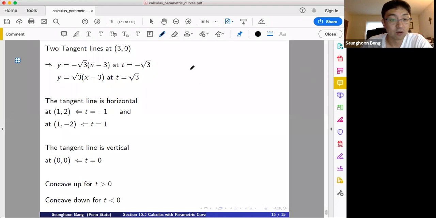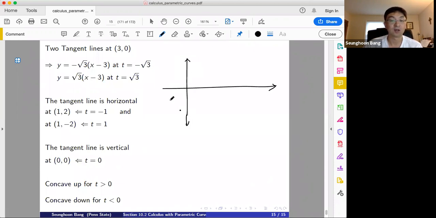I can sketch the graph using this idea. The first thing, you can draw the x-axis and y-axis here. Next, you can plot 3, 0 here. This point. So what happens? T equals minus root 3. We have this tangent line, y equals minus root 3 times x minus 3. The graph is like this: a decreasing tangent line. In this case, t equals minus root 3.